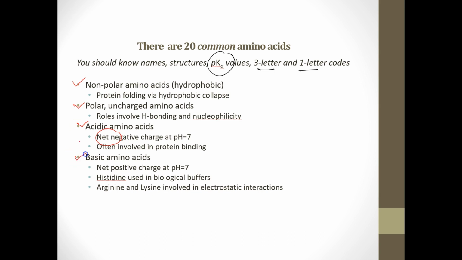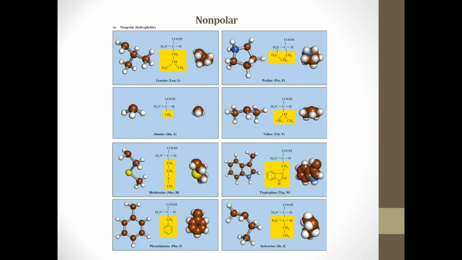Likewise, we have basic amino acids, and for the same rationale, they'll carry a positive charge under biological conditions, pH 7. And there aren't that many of the acidic and basic amino acids, so we'll be able to focus on those pretty easily. So let's see which amino acids belong in which category. We have the nonpolar amino acids.